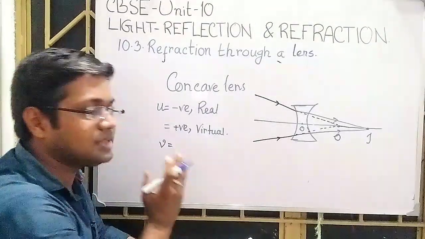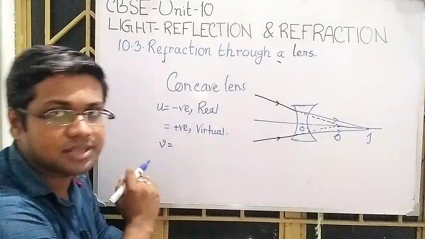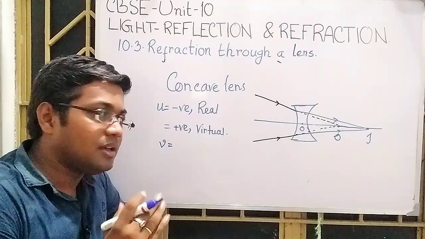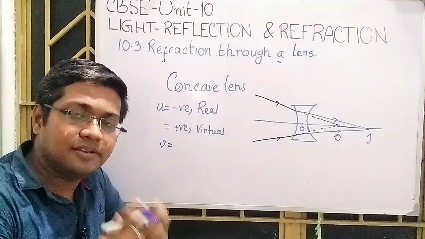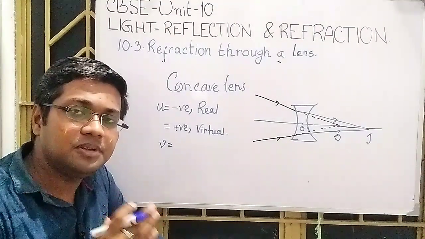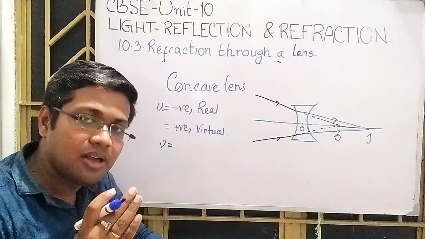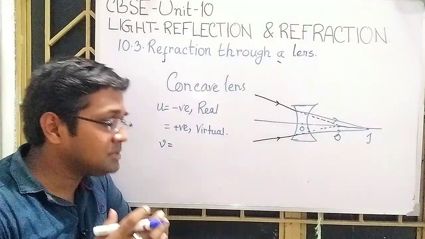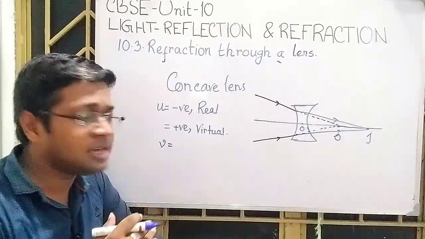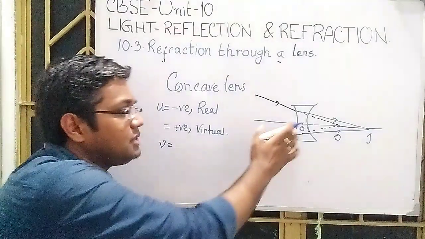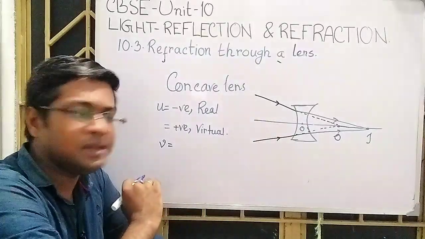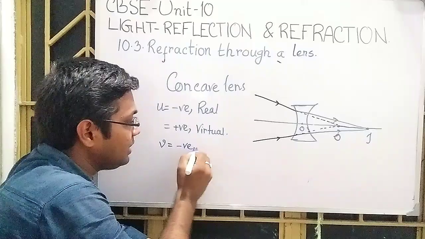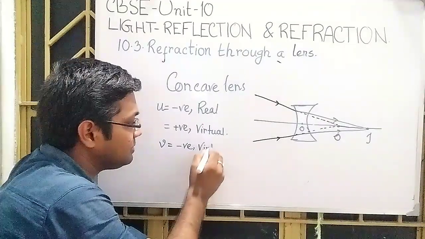in most of the cases we have discussed two sections in the starting of this lecture. That is, if I place the object at infinity and if I place the object in between infinity and this optical center, we get the image on the same side as that of the object, that is on this side. So in that particular case, V is negative and it is virtual.